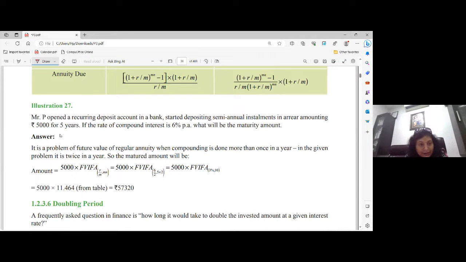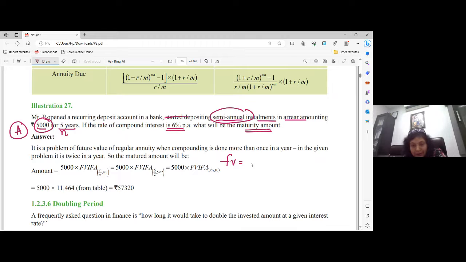Now let's say Mr. P opened an RD account in a bank, starting depositing semi-annual installments in arrear amounting to 5,000 for 5 years. That means your annuity is 5,000. Time period is 5 years. Rate of interest is 6% per annum, but compounding is semi-annually. What will be the maturity amount? That means you have to find out the future value of a regular annuity.